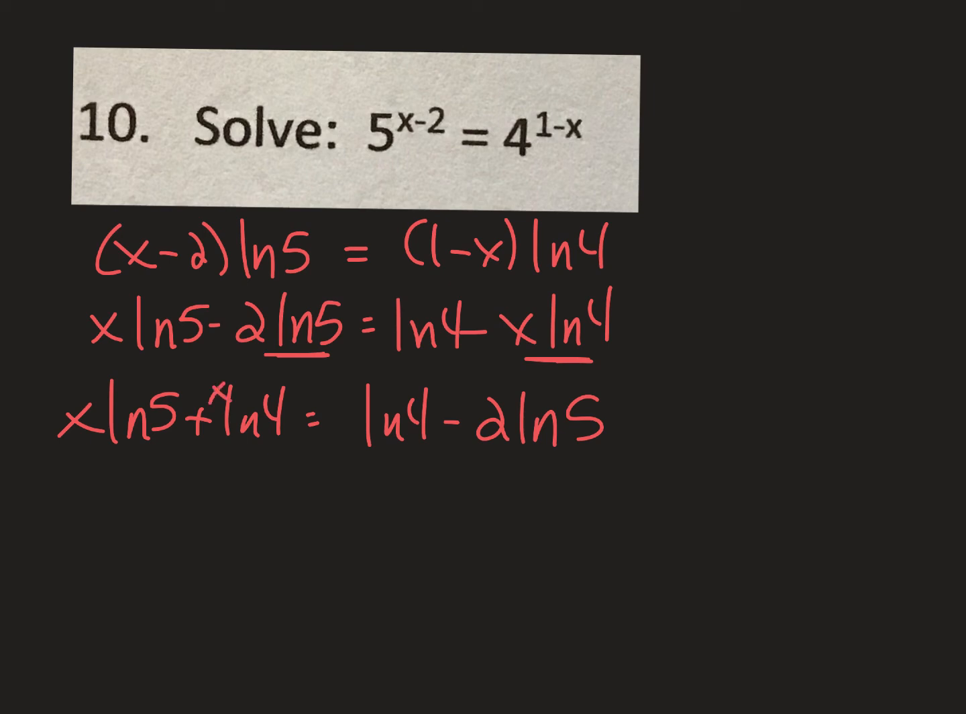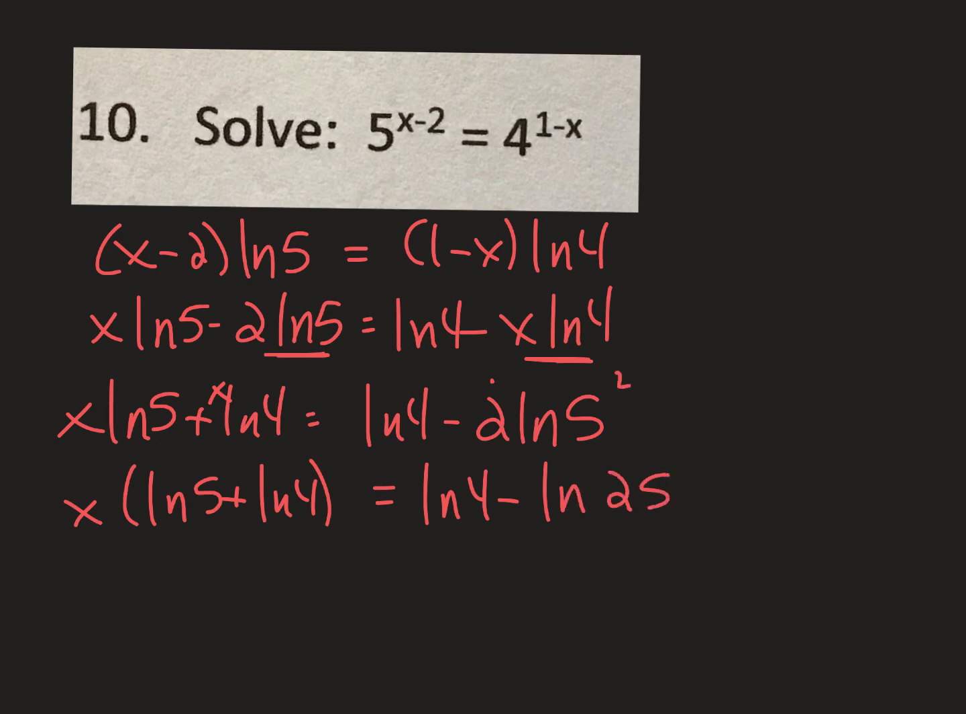To get the x isolated, you got to factor it out. So I'm factoring out the x. That leaves natural log 5 plus natural log 4. Over here, I've got natural log 4 minus. Now that 2 right there is in front. It's really the exponent on the 5. 5 squared is 25. All right, so I'm going to go ahead and write the 25 just to make stuff easier to punch in a second.